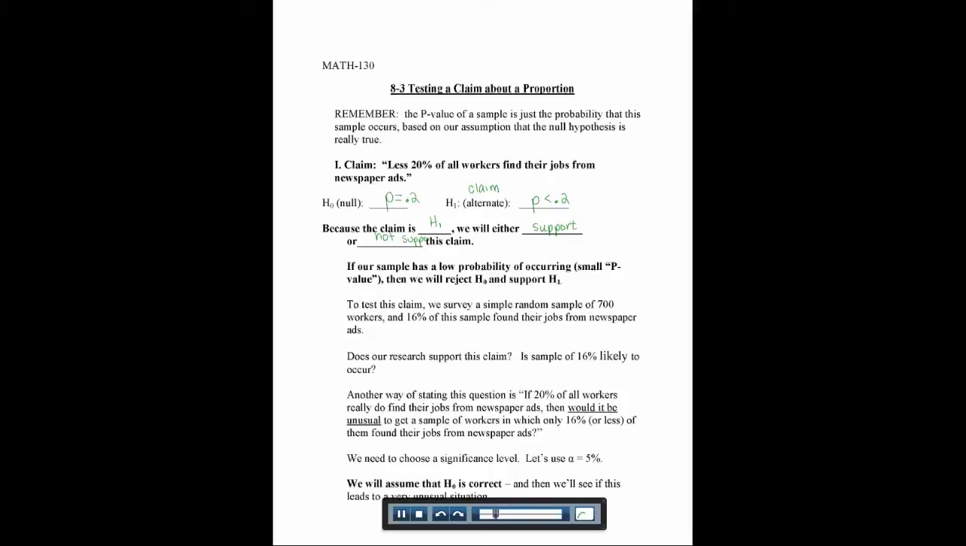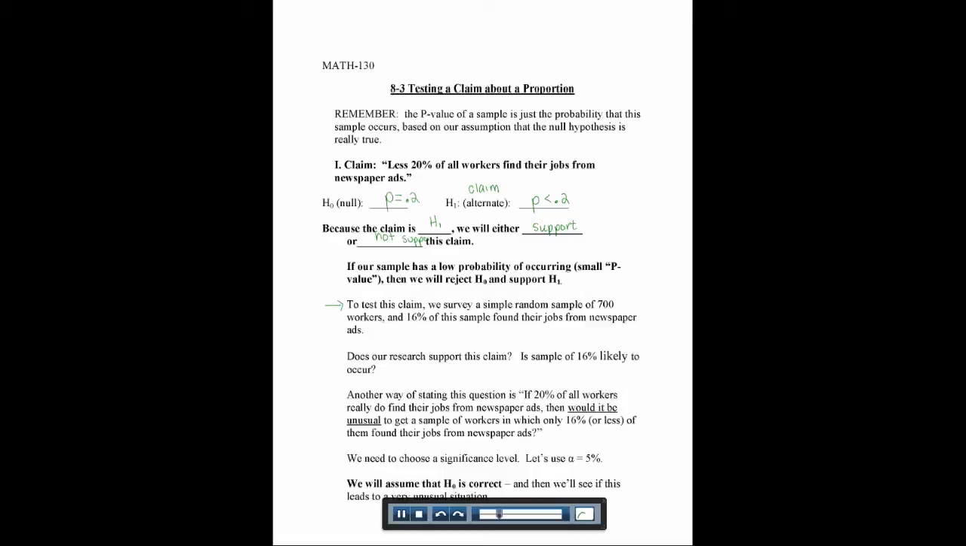So here's our data. It says to test this claim, we survey a simple random sample of 700 workers, and 16% of this sample found their jobs from newspaper ads. We want to know, does our research support the claim? Is a sample of 16% likely to occur? Another way of stating this is, if 20% of all workers really do find their jobs from newspaper ads, would it be unusual to get a sample where only 16% found their jobs?